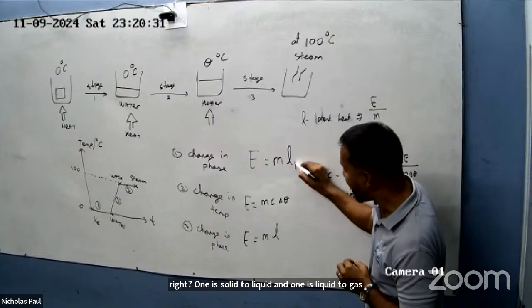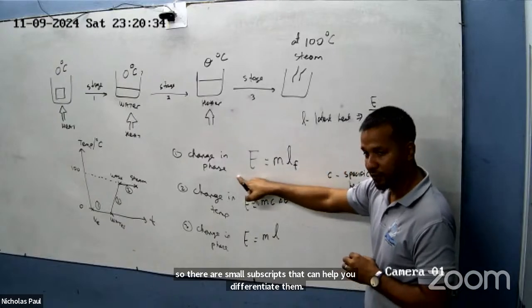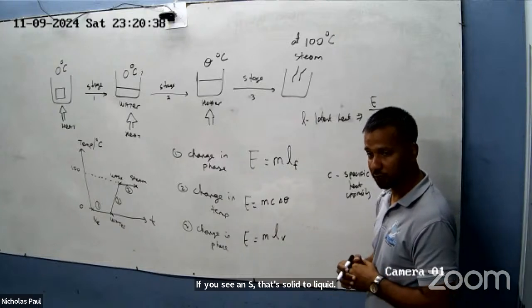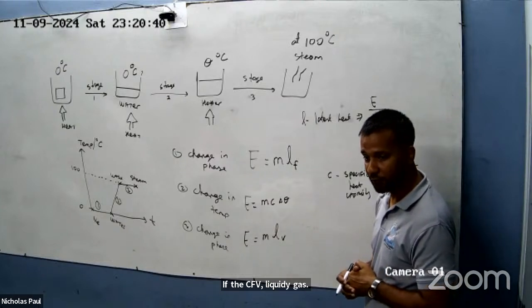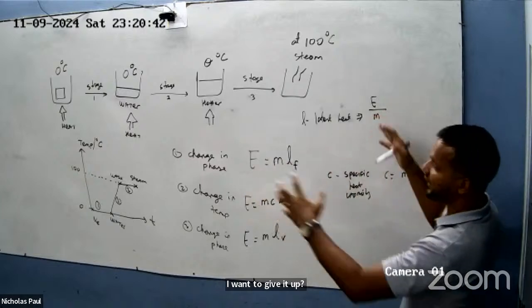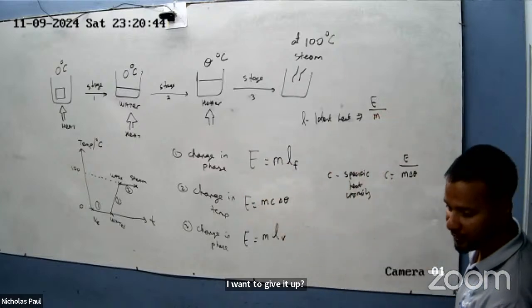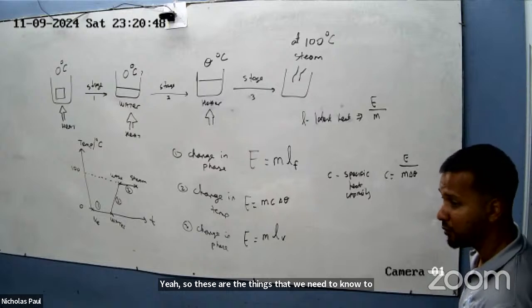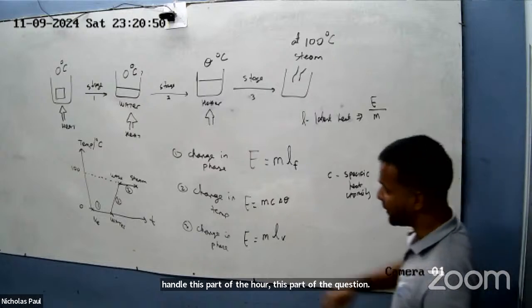If you see an F, that's solid to liquid. If you see a V, liquid to gas. All okay with that? So these are the things that we need to know to handle this part of the question. All okay? Copy it down. A nice little summary of everything.